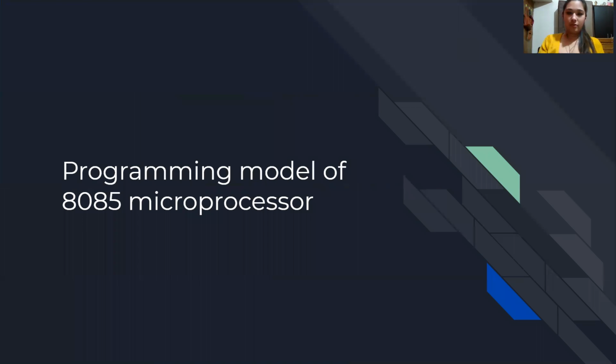So, starting off, what actually is a model? A model of a real object can be said to be a conceptual representation of it, like a textual description or a drawing or anything like that. Similarly, a microprocessor can be represented by two models. The first is the hardware model, which describes the physical appearance of the 8085 microprocessor, and the other is a programming model.